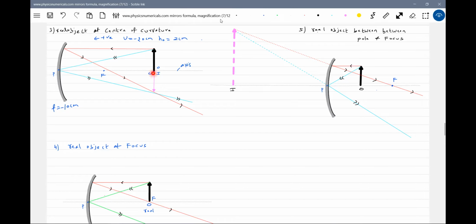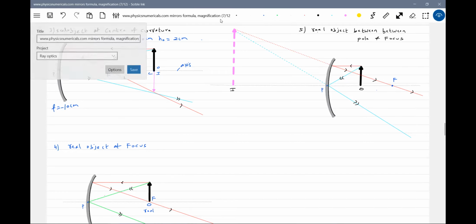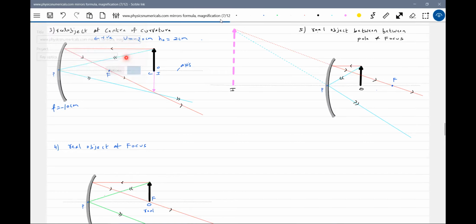Yeah, look at this one, where the object is at the center of curvature. Then the incident ray will move towards the left. Then there's an incident ray parallel to the principal axis. After reflection it should pass through the focus. Something I didn't draw properly. So after reflection, it will pass through the focus.